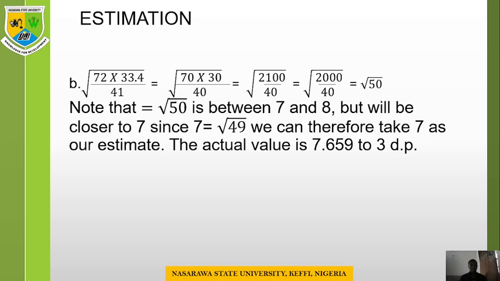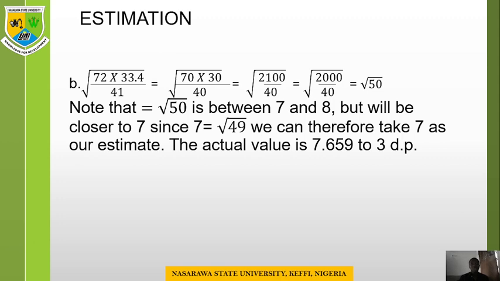Alright, let's look at B. Square root of 72 times 33.4 over 41. Alright, 72 to 1 SF is 70 times 30, which is 33.4 to 1 SF, over 40 to 1 SF, which is equal to square root sign. 70 times 30 will give us 2100 over 40, and 2100 in 1 SF will give us 2000 over 40.